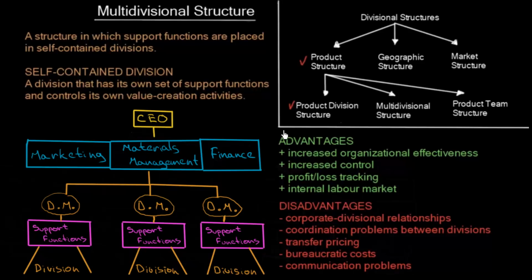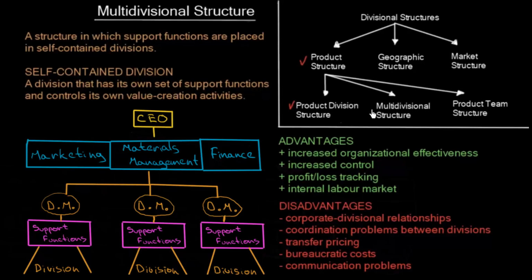So we have started with the various divisional structures. We have started to talk about the product structures where companies stratify their divisions according to the products. And in the last video, we talked about the product division structure, where we had some centralized support functions and the company had several similar products, and that's why it has chosen a product division structure.